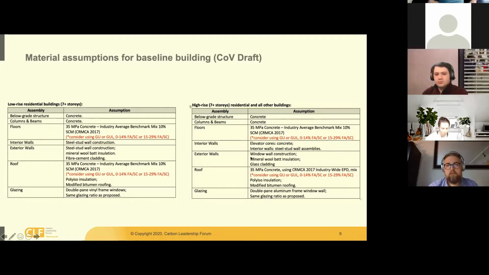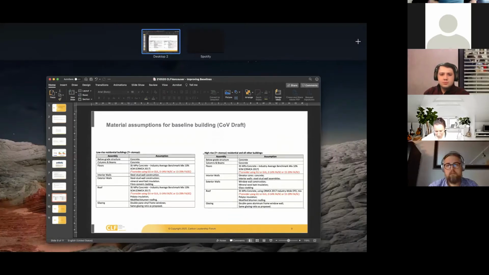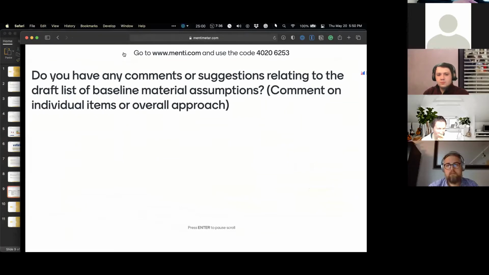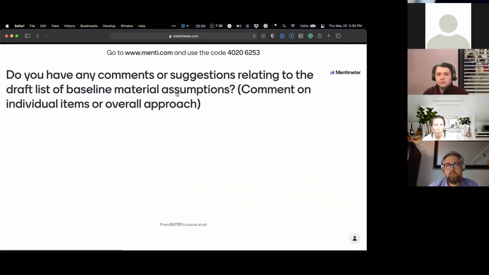Could we, for example, define what is the typical exterior wall, or the typical insulation that's used, or the typical roofing, or the glazing? If you go to the Mentimeter link, going back to the link that was shared in the chat earlier, I believe it should show the next question, which is: do you have any comments or suggestions relating to the draft list of baseline material assumptions? Whether it's commenting on individual items or just the general overall approach.